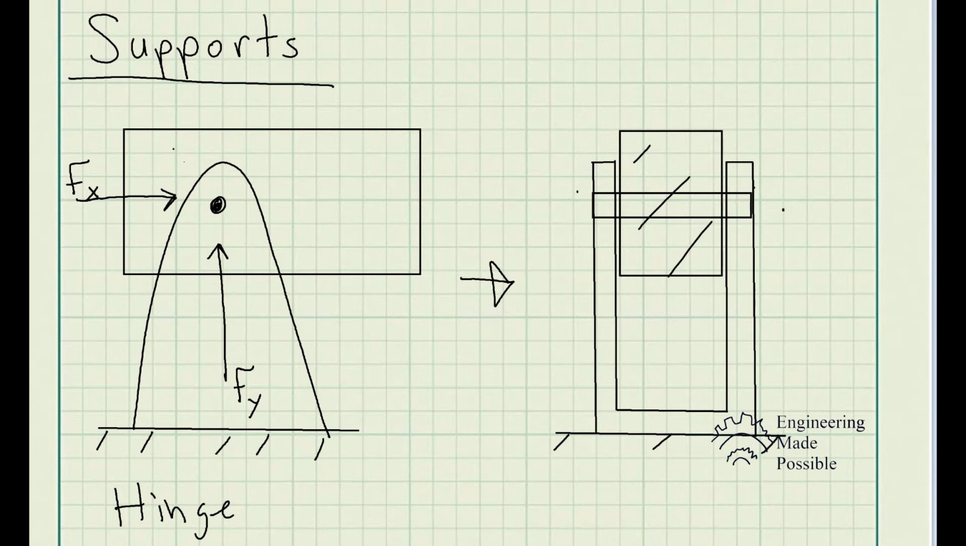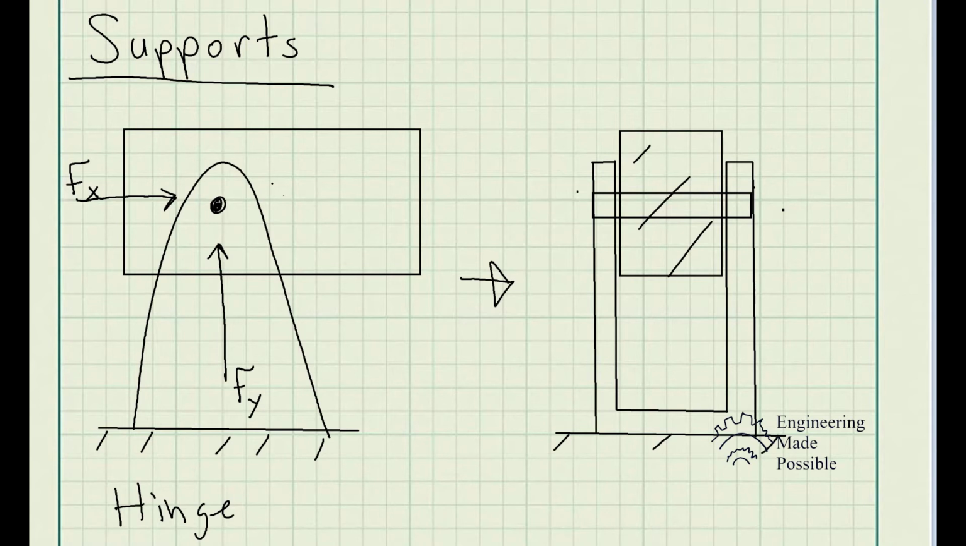So the hinge always has two reactionary forces. You have the force along the x and along the y. Now, this does not necessarily mean there will be a force along the x or along the y. This is where you're going to apply the summation of forces is equal to 0 and solve for any unknowns in a particular system. So this is the support of the hinge.